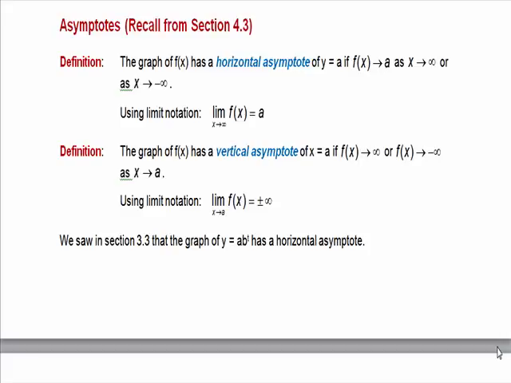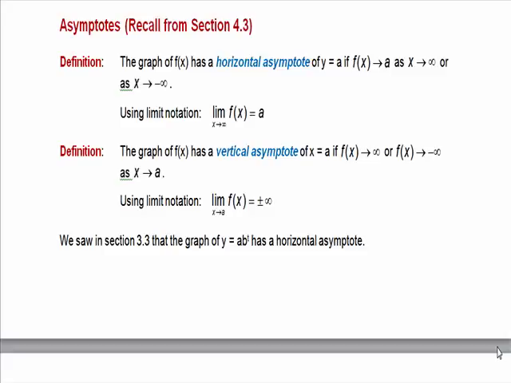Let's take a little closer look at asymptotes. Now recall, we talked about these in an earlier section. So first, let's define what we mean by horizontal and vertical asymptote. So first of all, horizontal asymptote.